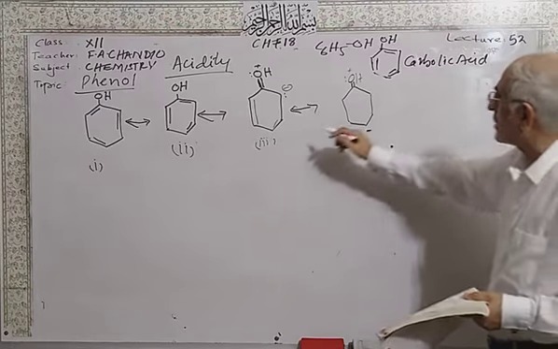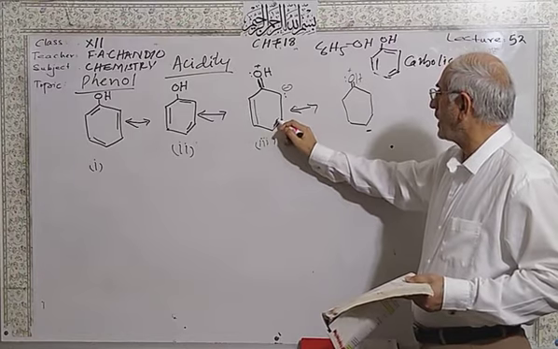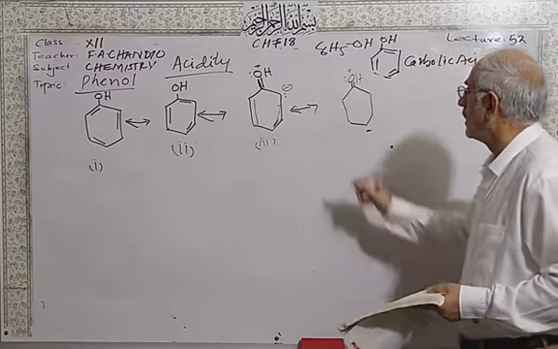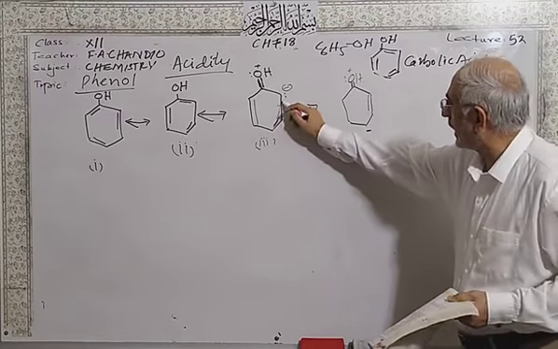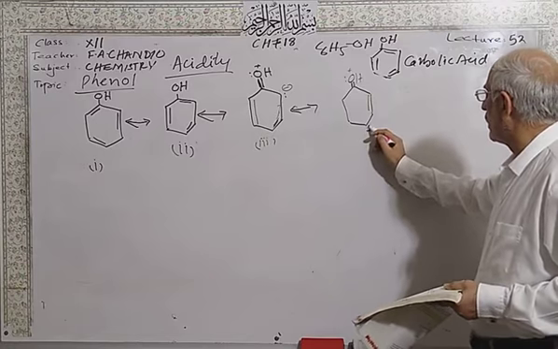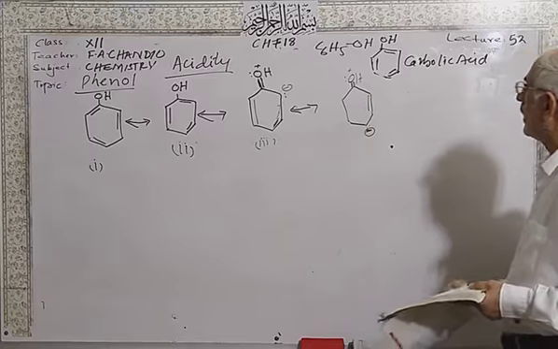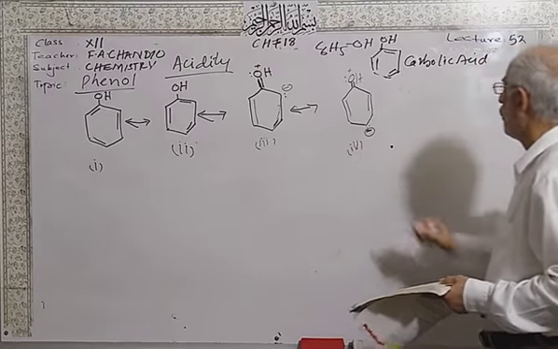Now this bond is reversed back. This bond is going to be reversed back here. So it is going to make a double bond here, reversed back here. So a lone pair of electrons and negative charge is going to be created here. So this structure is number 4.